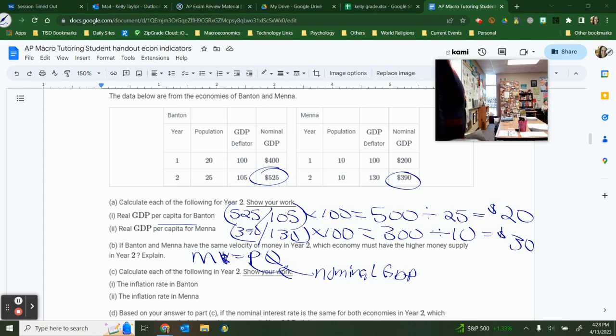Banton has higher year 2 money supply because their nominal GDP is higher. And nominal GDP equals money supply.